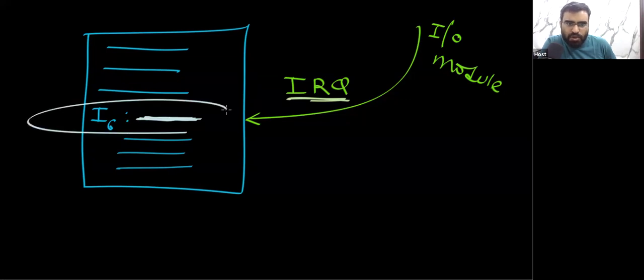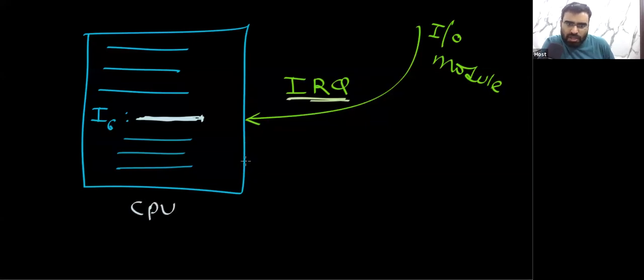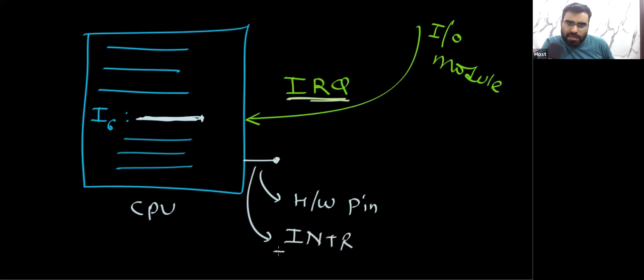The CPU will finish this instruction, and after executing it, the CPU will check the interrupt line. On the CPU there is a hardware pin. This pin is the interrupt pin, the INTR pin, the interrupt request pin.